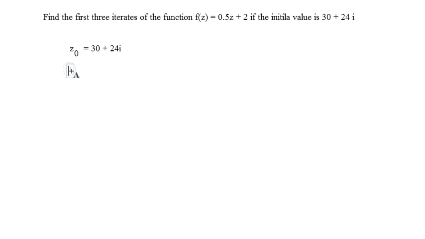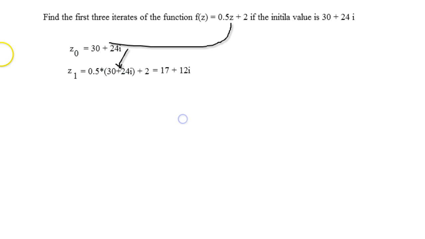Now to get z sub 1, I would plug in 0.5 times 30 plus 24i plus 2. What I would basically do is plug into this problem right here, and get my answer. My answer is going to be 17 plus 12i. That's my first iterate.